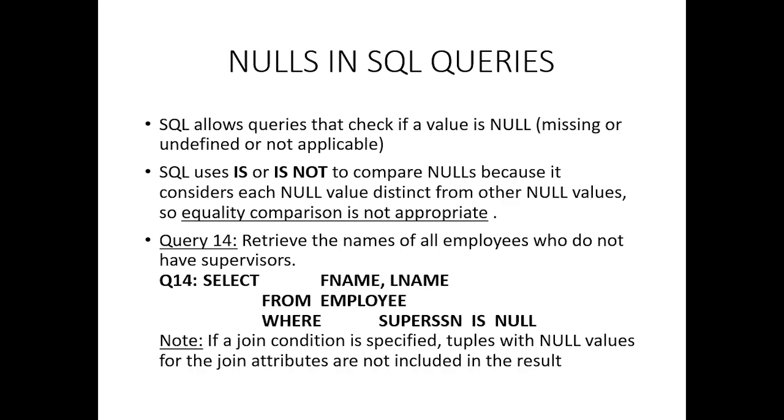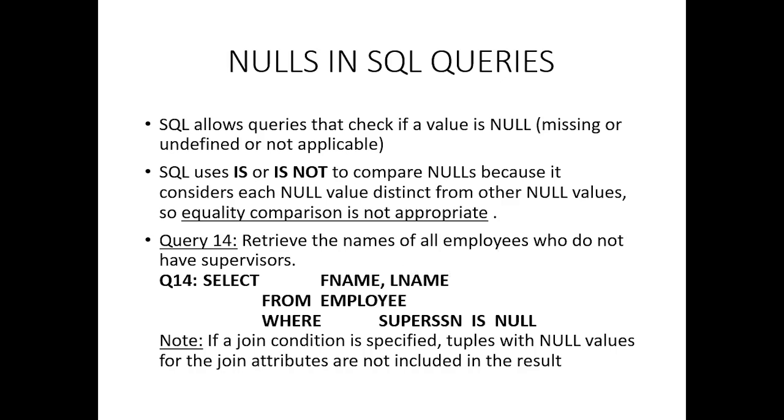So it uses IS or IS NOT comparison. Okay, so for example, query 14, retrieve the names of all employees who do not have supervisors. So select F name, L name from employee where super SSN is null. And one more condition. So if the super SSN is null, it means that the particular employee doesn't have a supervisor. So their F name and L name will be returned.